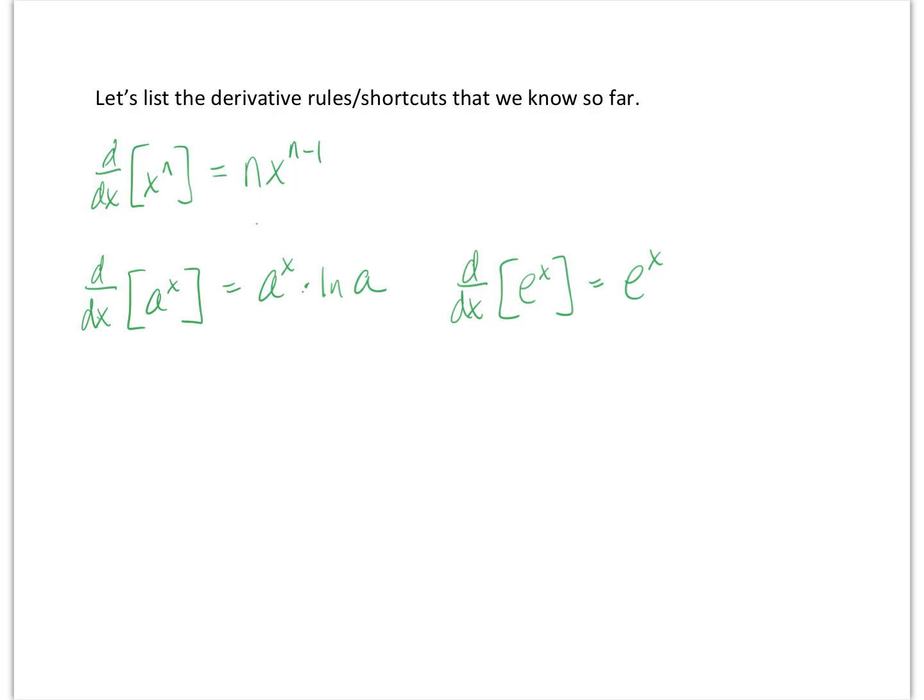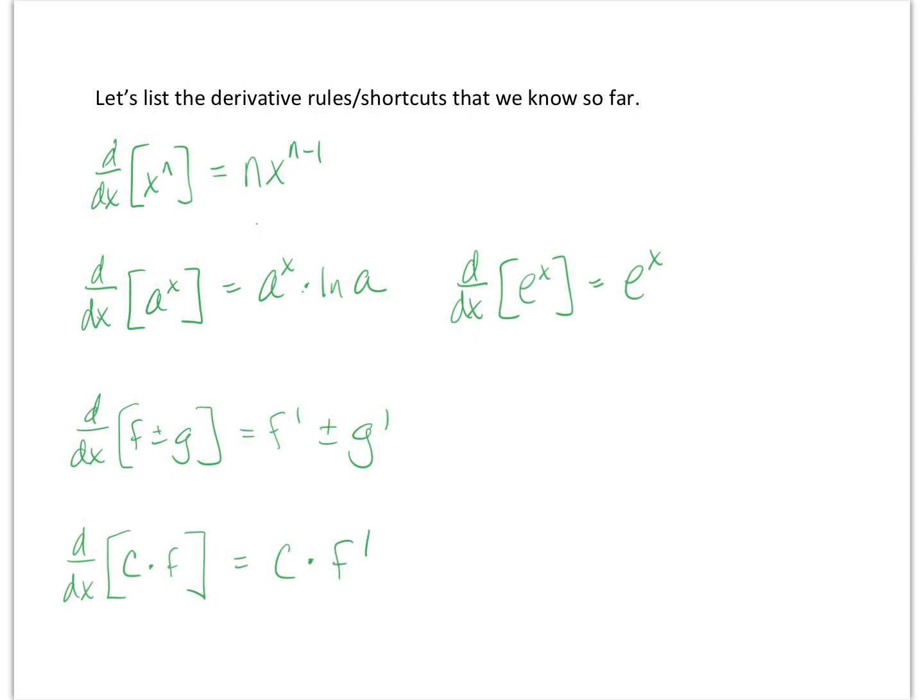And then we also have some properties of derivatives that we have learned: that the derivative of a sum or a difference is just the sum or the difference of the derivatives, and that the derivative of a constant times a function is just the constant times the derivative of the function.